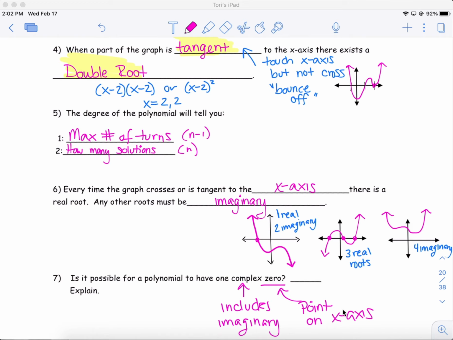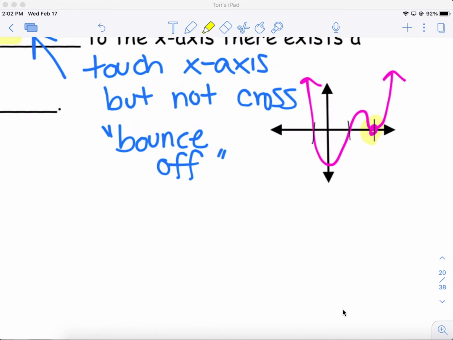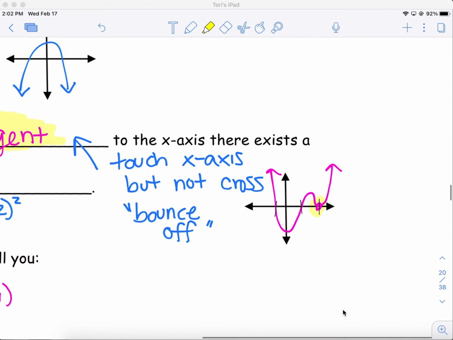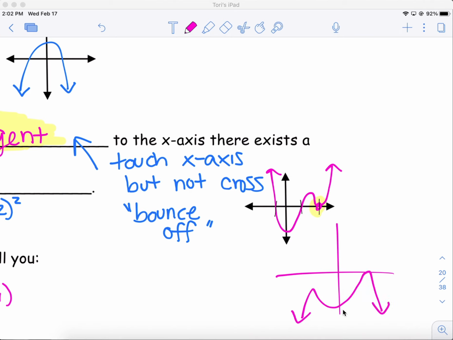Wonderful. Okay, so tangent and double root are the 2 vocab words I need you to know here. If a part of your polynomial graph is tangent to the x-axis, it's kind of like saying it bounces off the x-axis. You're saying it touches it, but it does not cross it. It bounces off of the line, and it could be doing that from the bottom, or it could be doing that from the top.